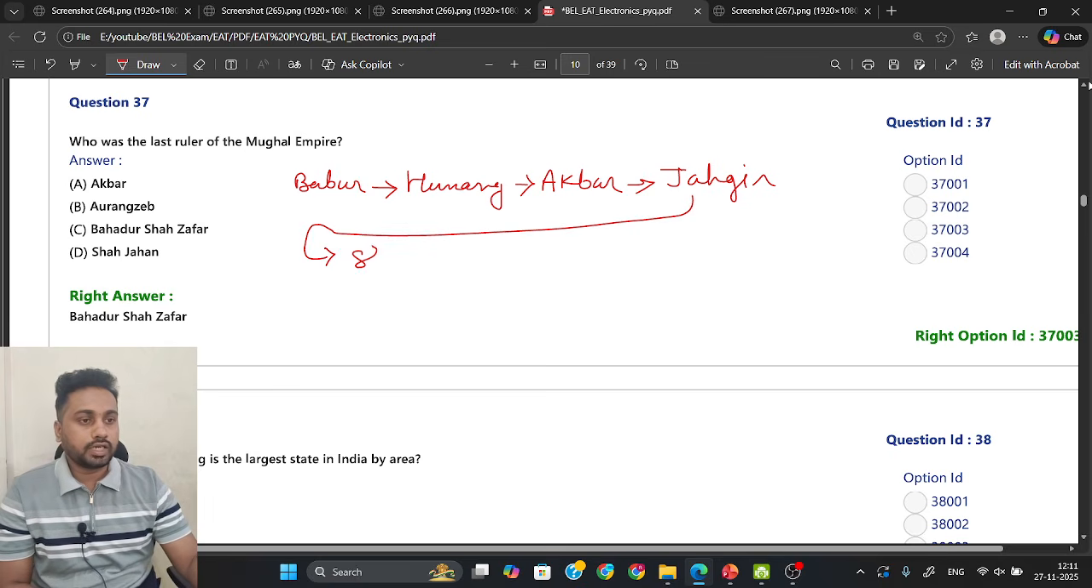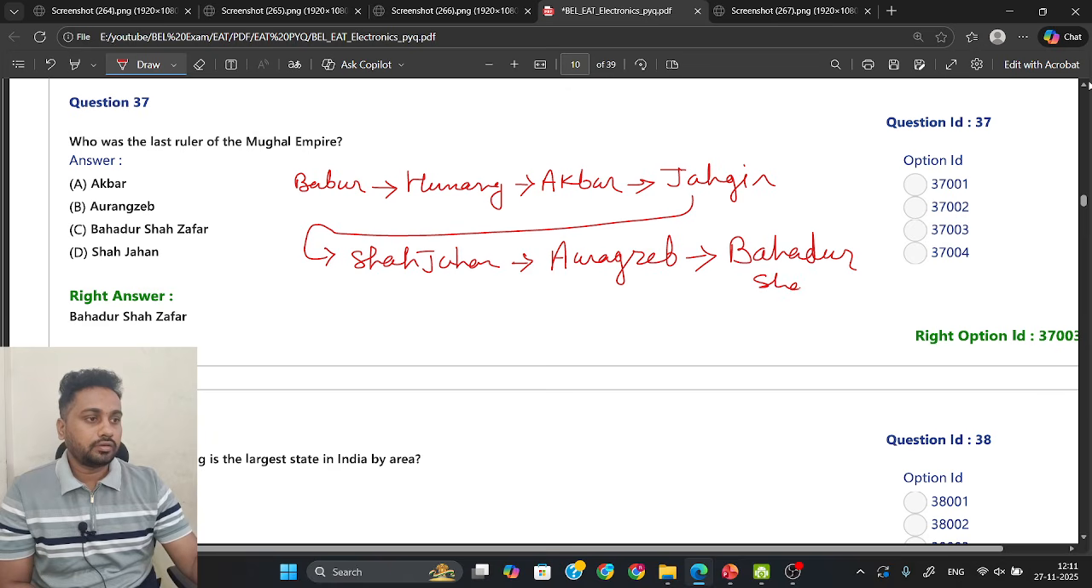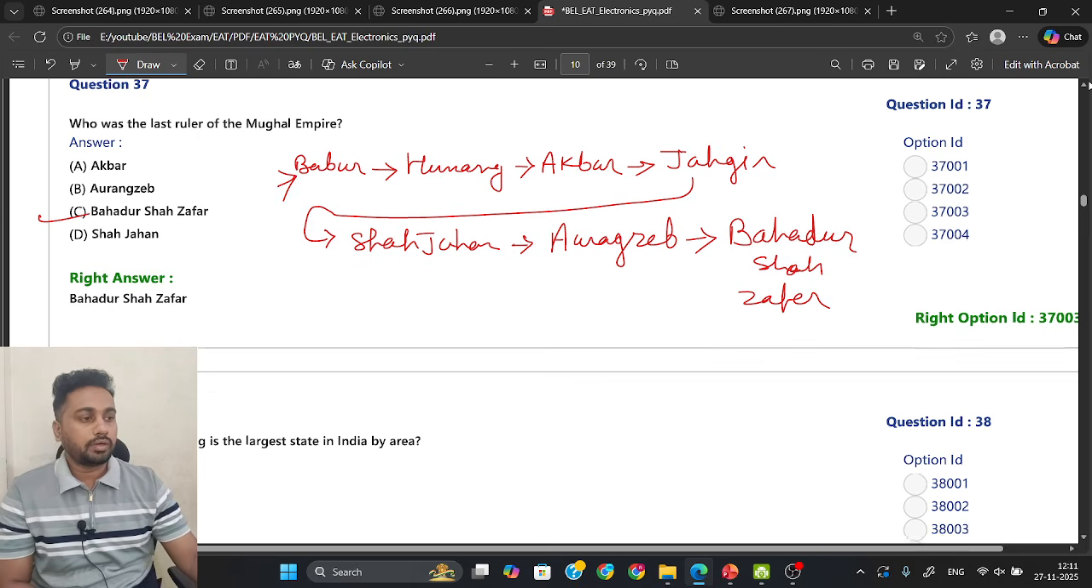After Jahangir, Shah Jahan came. Shah Jahan is there for the Mughal Empire. Okay, after Shah Jahan, Aurangzeb came, and after Aurangzeb, at last, Bahadur Shah Zafar, the last one. So the last Mughal emperor is Bahadur Shah Zafar. And if they ask for the first, you need to remember Babur. Okay.